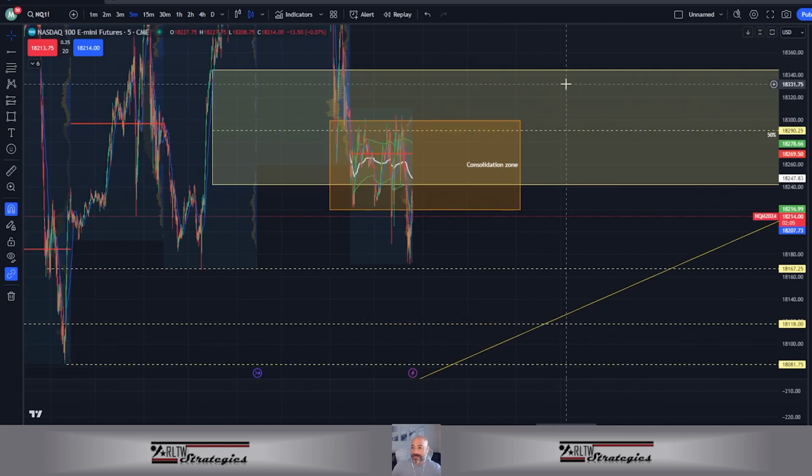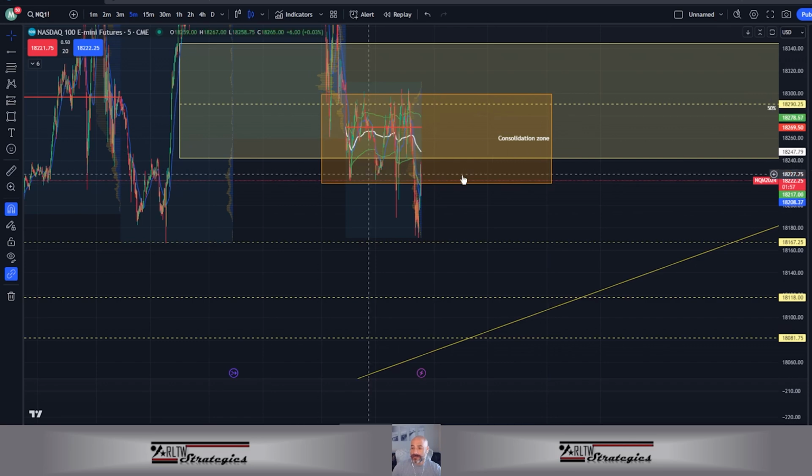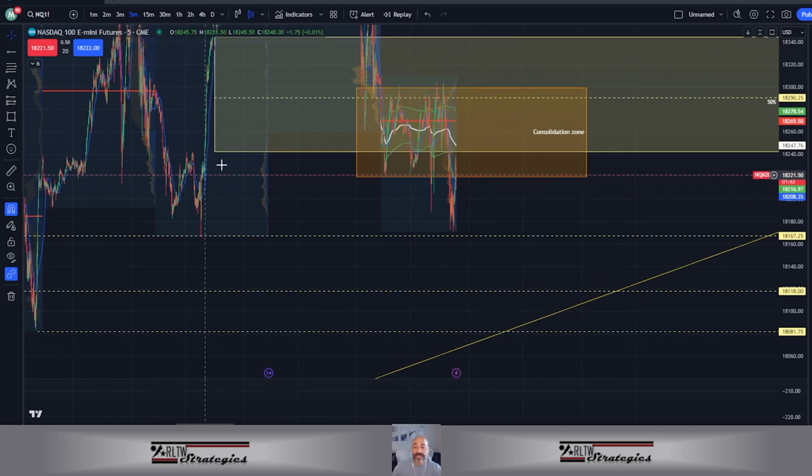Remember the inefficiency zone we drew in the yellow box? Well, price got rejected off of it, right there. So we got the consolidation zone on top of the inefficiency zone. This was consolidation from pre-market. As you can see, price bounced from top to bottom in that area. So price is on the bottom of that consolidation zone, and we'll see what happens at 9:30.